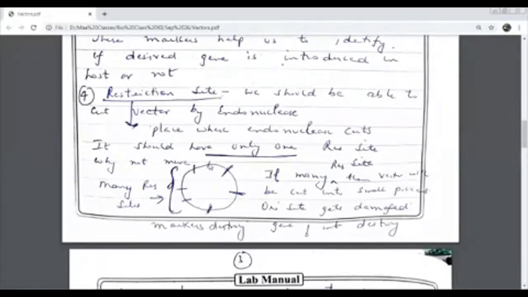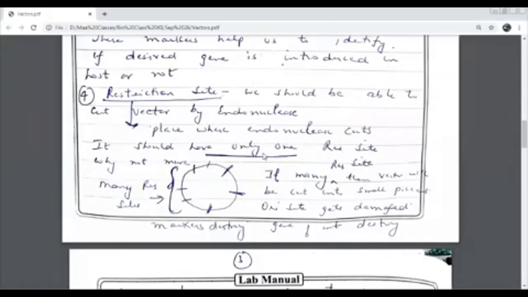It could be that I have introduced the marker here. Yes, ma'am. If the endonuclease cuts there, my marker will also get destroyed. Okay, and your ori site can also get damaged. If the ori site is damaged, then nothing will happen. The replication process will not start at all. So we prefer that it should have only one restriction site.